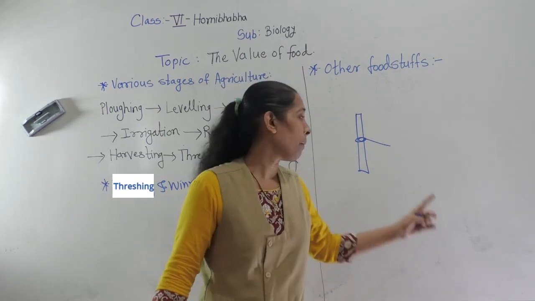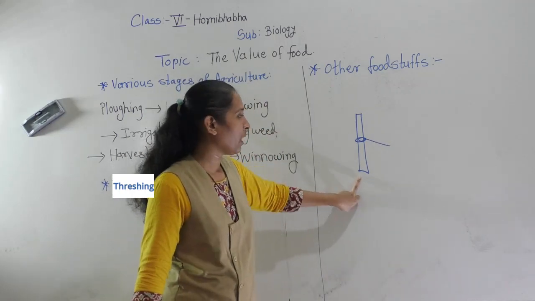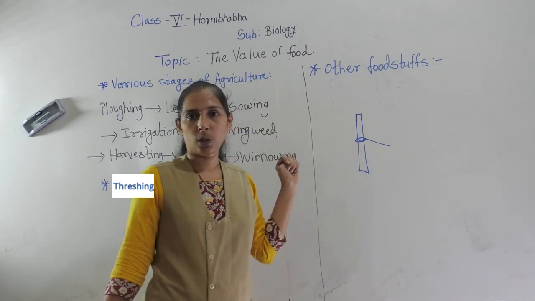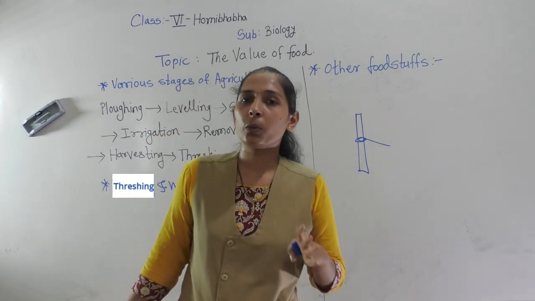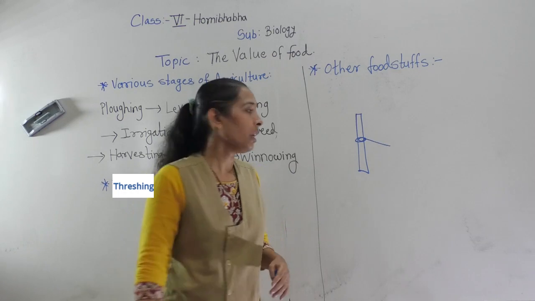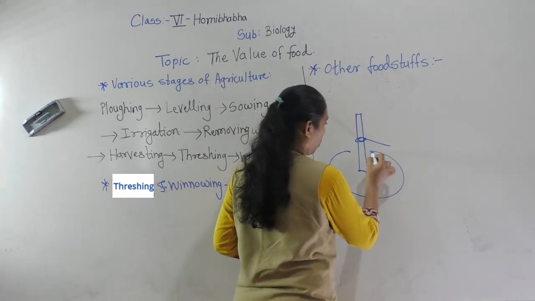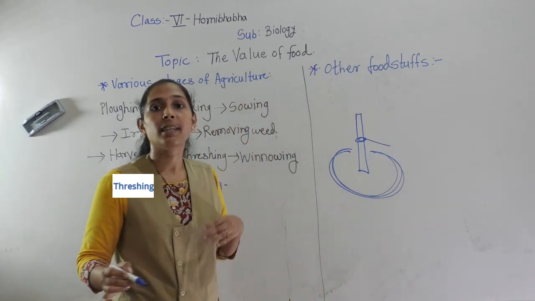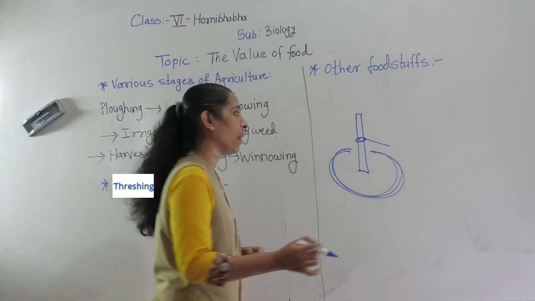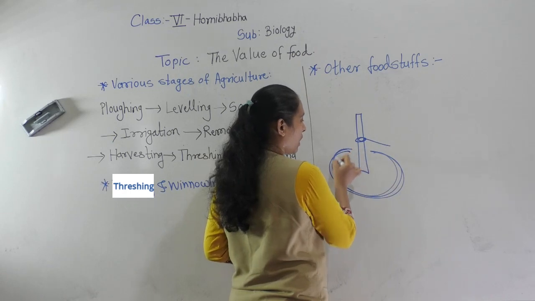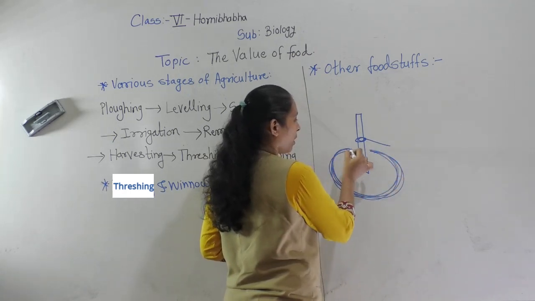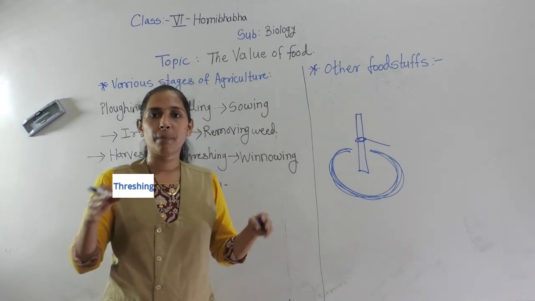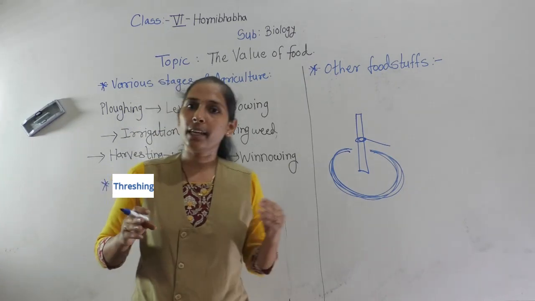On that clean land, in the middle, they keep big poles like this. And where we have to do the threshing, in a circular manner around this pole they keep all the harvested grains and allow the bulls to walk on them. So when the bulls walk on these, what happens? Easily the grains get separated from the harvested crops.